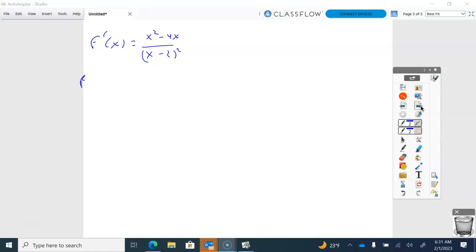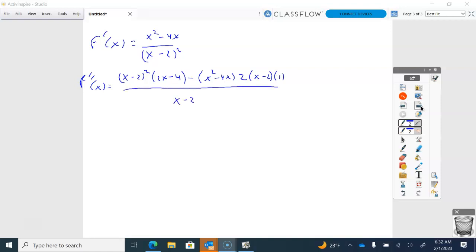So to find the second derivative, I'm going to have to use the quotient rule again. To do that, I'm going to take my x minus 2 squared times 2x minus 4, minus the top times the derivative of the bottom, which would be 2 times x minus 2 times the change of 1, all over x minus 2 to the 4. Now I'm going to recognize that the x minus 2 is found in all these. So I'm going to go ahead and get rid of that one, make this a 3, and get rid of that one. Okay? Now I'm going to simplify from there.